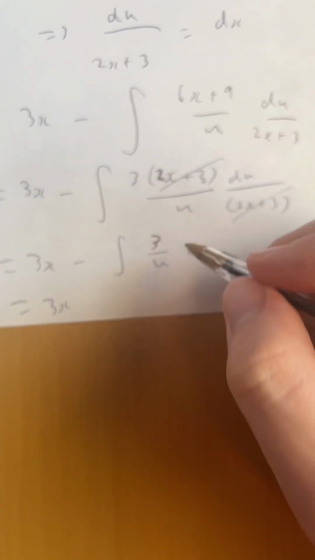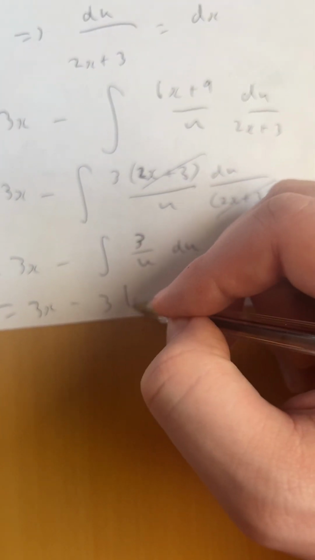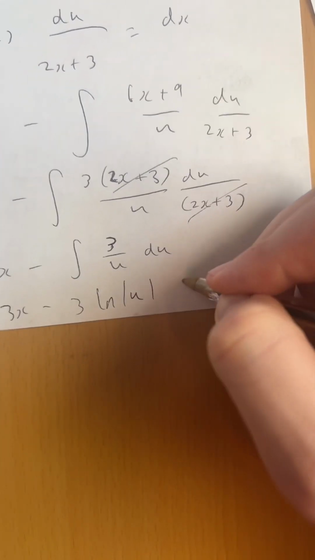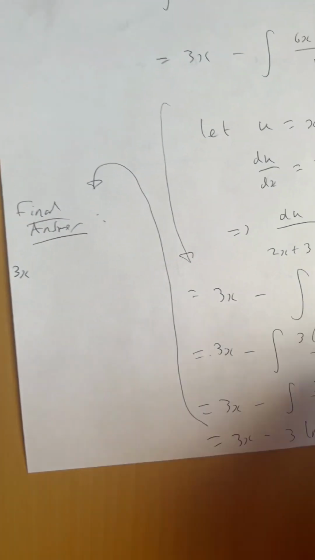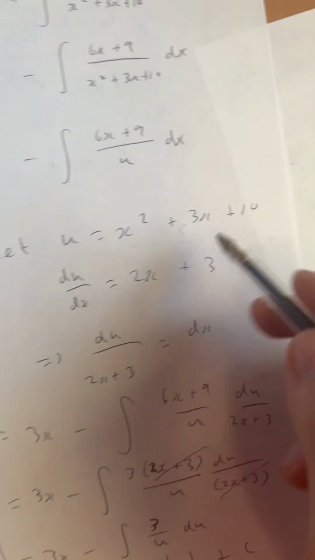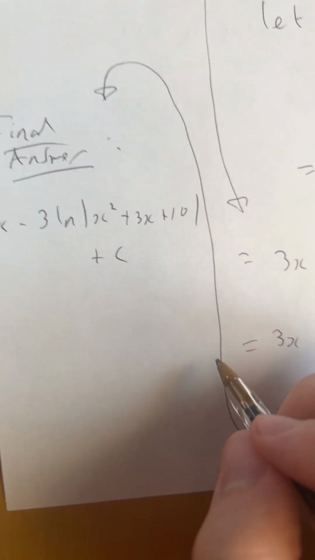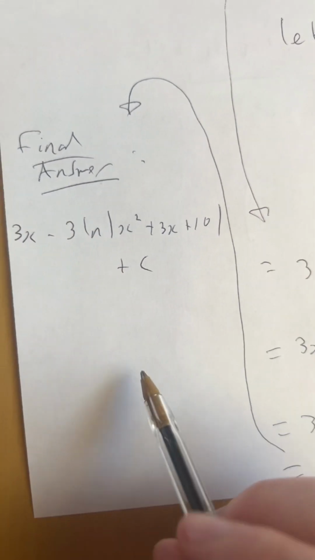Now hopefully if you've seen video 1, you'll be happy with this, that this is just going to be 3 because of the constant 3. And then integrating 1 over u, that is ln modulus of u and then plus c. So our final answer is going to be 3x minus 3 ln u, but u was this thing there. So it's going to be minus 3 ln modulus of x squared plus 3x plus 10 and then plus c. Now, in fact, we don't really need the modulus signs here.